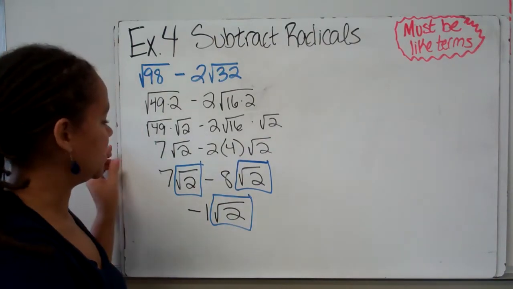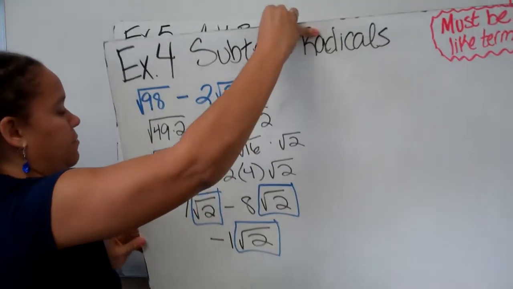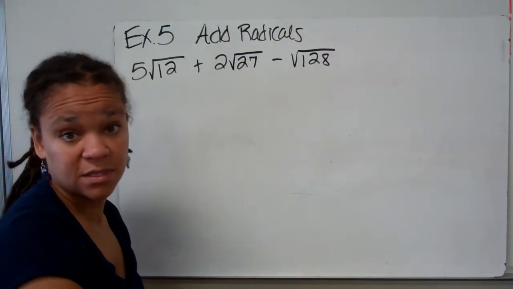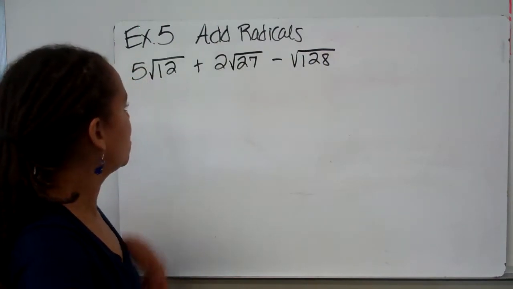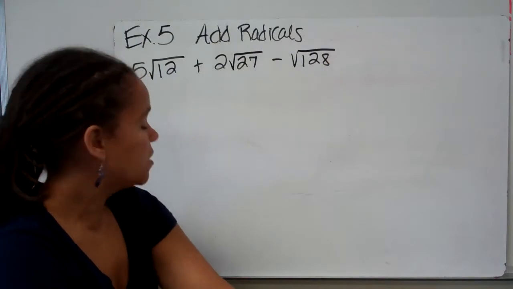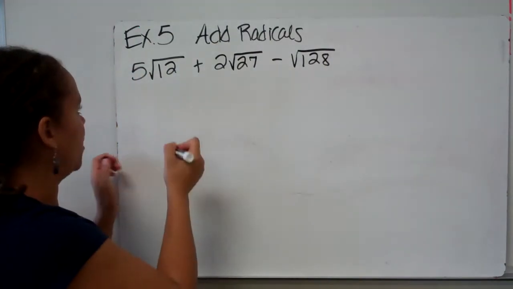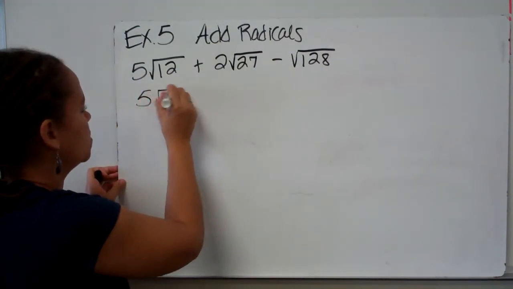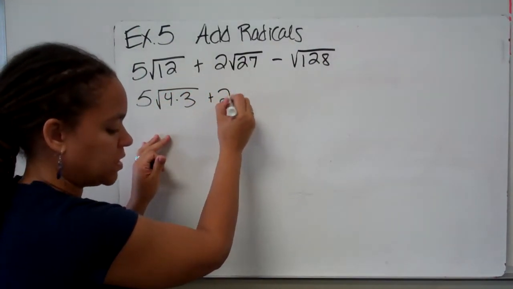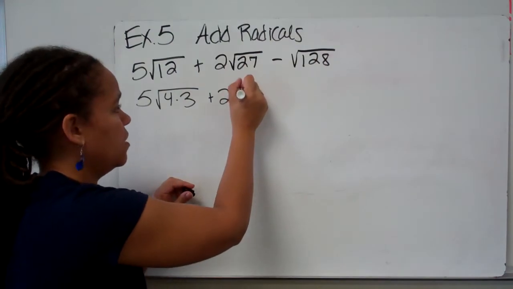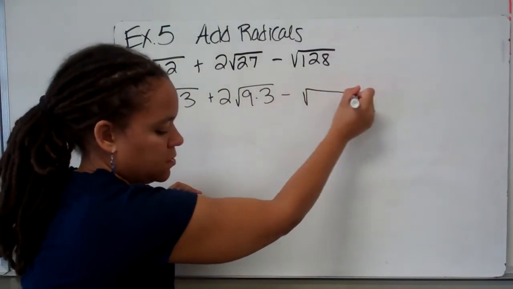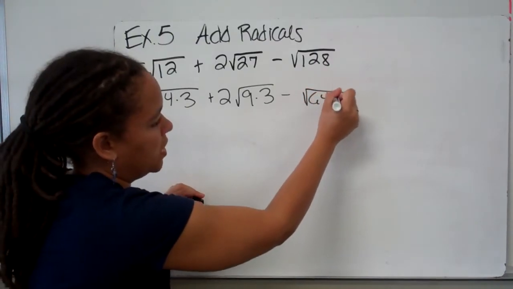One more example like this one. We're going to add now. So adding, we still need to have like terms. None of these are alike, so let's change them to make them alike. Remember, let's look for perfect squares. So 5 times the square root of 4 times 3 plus 2 times, I guess I could use 9 and 3, minus the square root of 64 times 2.